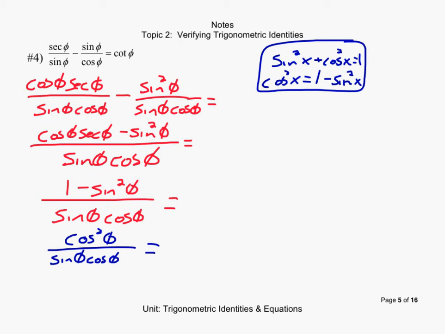This is an autopilot moment right now. Our numerator has cosine squared. Our denominator has a cosine, so they cancel. So on the left, we're left with cosine of phi over sine of phi. Keep looking back to the right. We're trying to get cotangent. This equals cotangent. Finished.